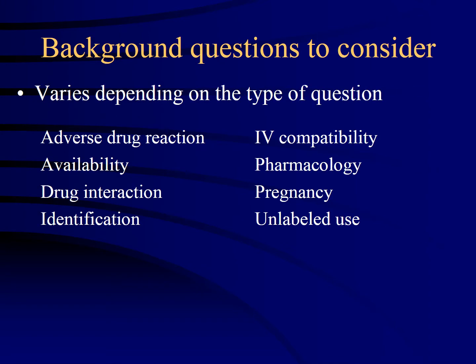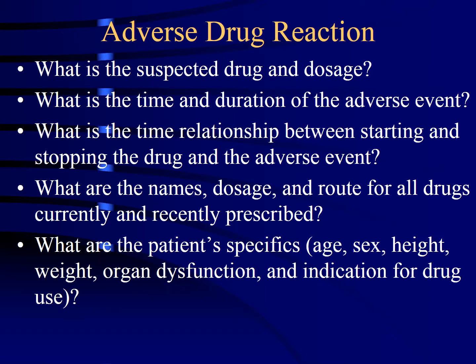The type of background question asked depends on the type of question that you are given to answer. Some examples of questions include a question about an average drug reaction, availability, drug interactions, identification, IV compatibility, pharmacology, pregnancy, and unlabeled use. I will now walk you through several questions that you should consider depending on the type of question you are asked.